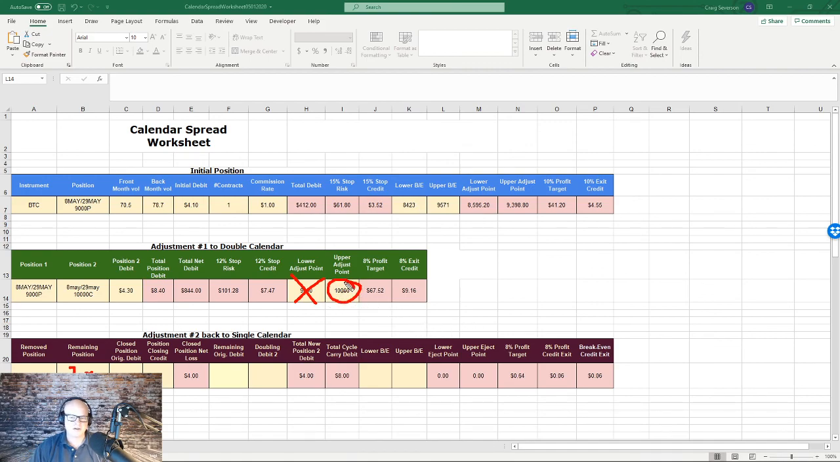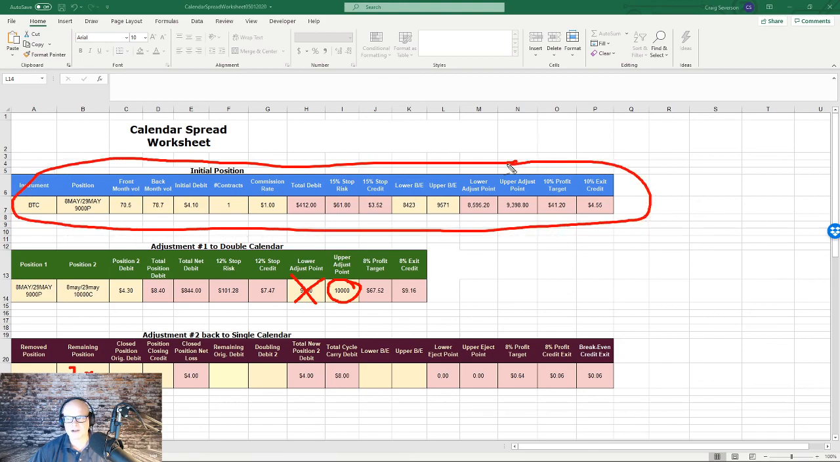I've never had to do this. And then we're back to a single calendar. And I think a lot of this comes down to entering these at the right time, trying to stay with a single calendar. This is going to be your fastest profits if you stay with a single calendar.